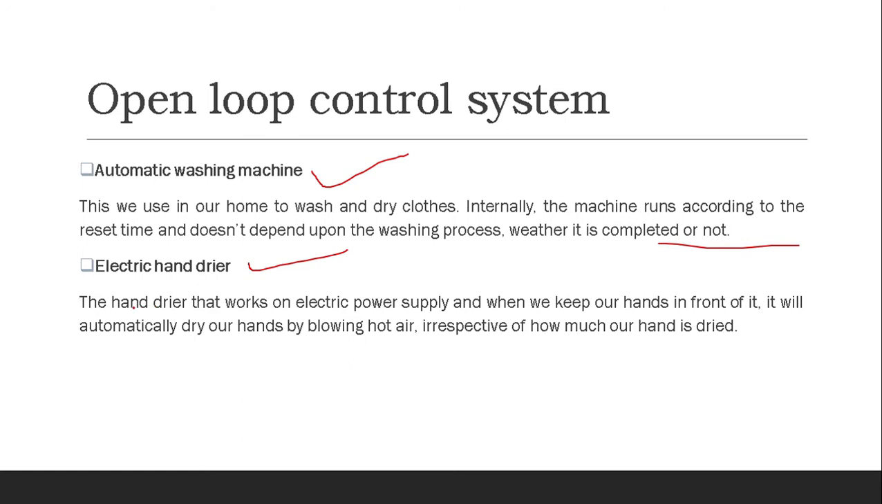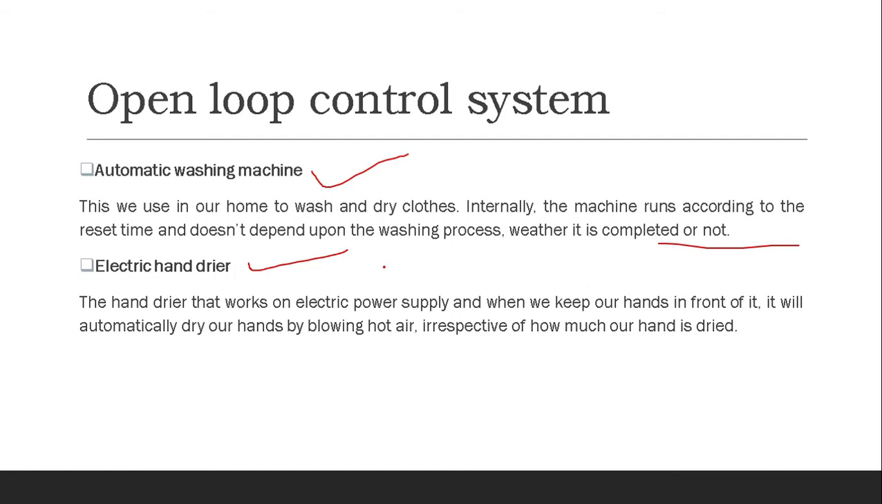The hand dryer works on electric power supply, and when we keep our hands in front of it, it will dry our hands by blowing hot air, irrespective of how dry our hands already are. So the electric hand dryer will not check how much moisture is in our hand. If we just put our hand in, it will be on. If we take our hand out, the hand dryer will be off.